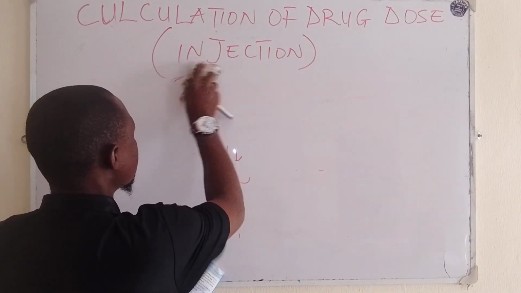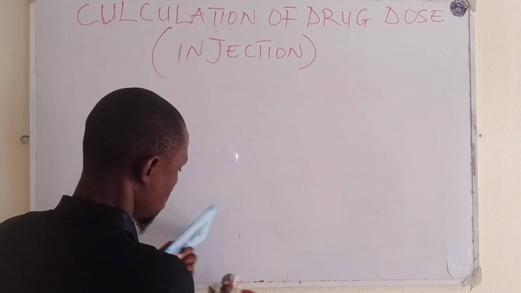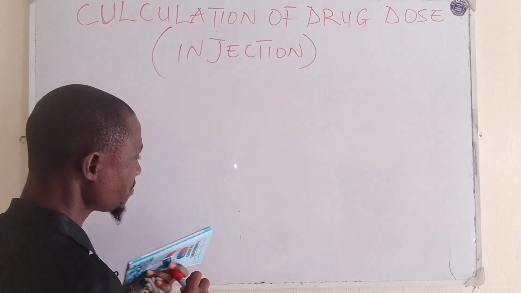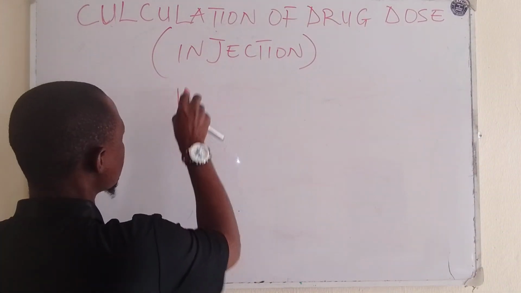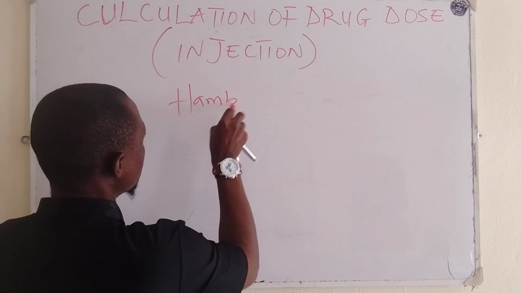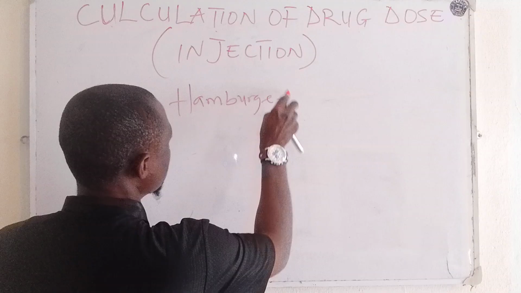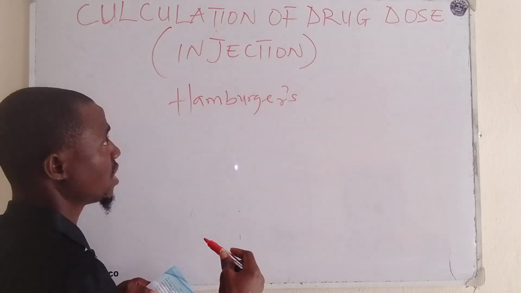Then the second weight-based rule is Hamburger's rule. We have already done all of this. This is just a quick review before we continue to our lecture today.